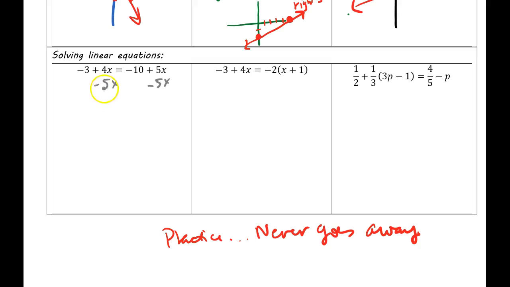And then I like to move my constants over to the right. So I'm going to do this in 2 steps. I'm just going to recopy. Of course, that makes a 0. And once I subtract the 5x from both sides, now my x's are on the left.